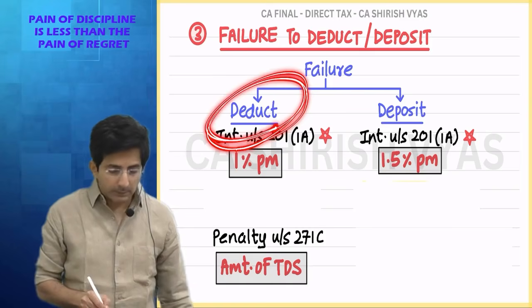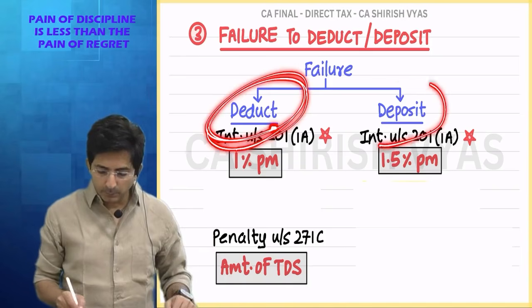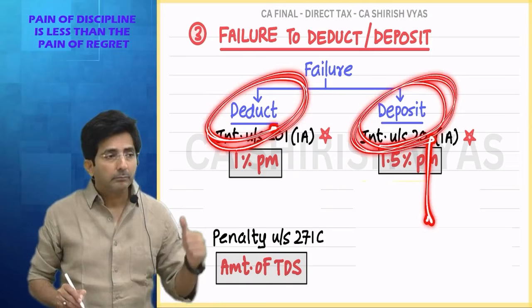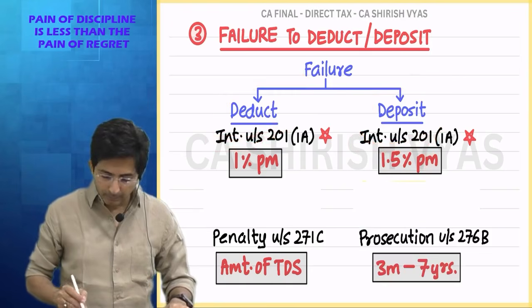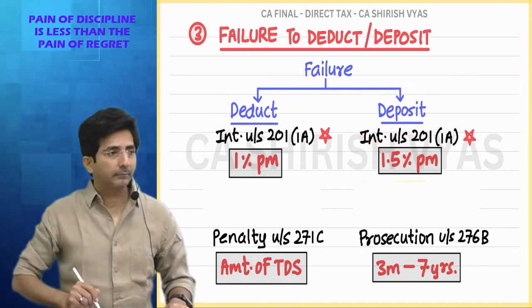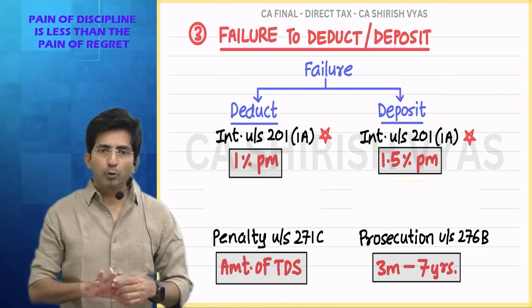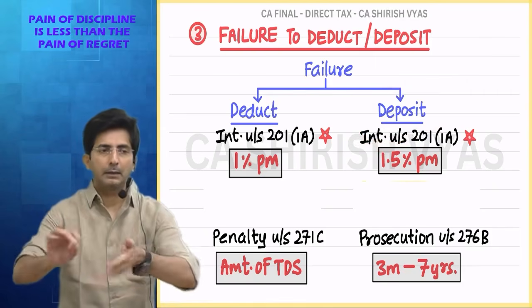Then one more punishment. If this person suffers penalty, this person will go to jail. Who will go to jail? The one who is not depositing. See, going to jail, don't worry. These things are written in the law.